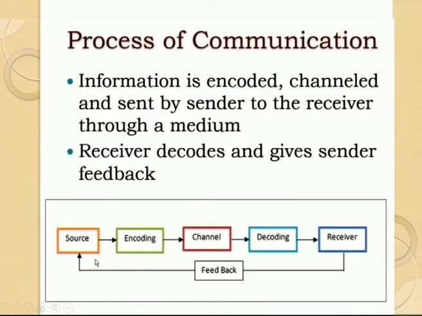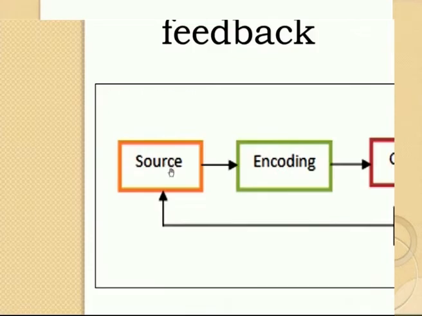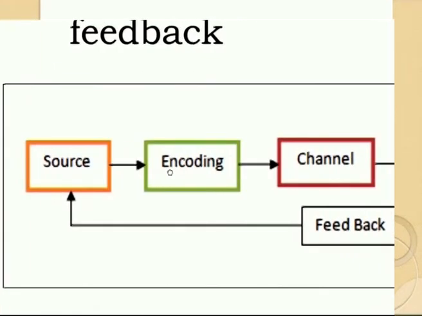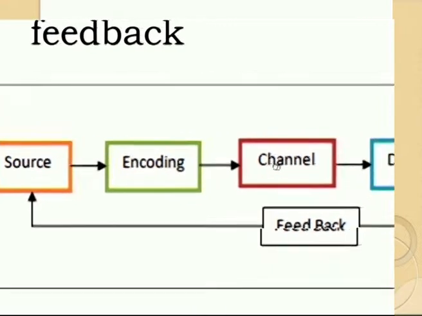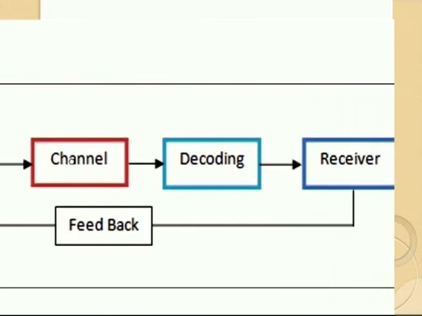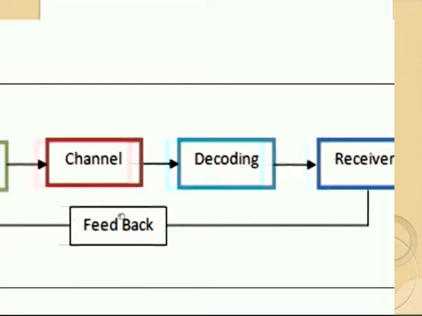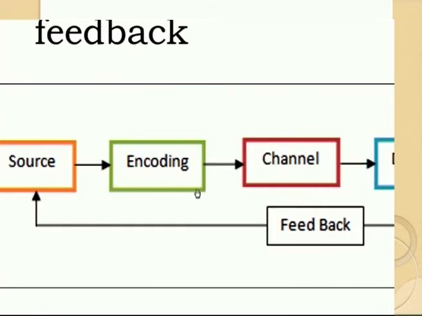When you come to this slide, process of communication, to understand the entire process you can look at the picture given here. There is a source, then the message is encoded, it is sent through a channel, it is decoded by the receiver, and then the receiver gives feedback to the sender. That is the source.